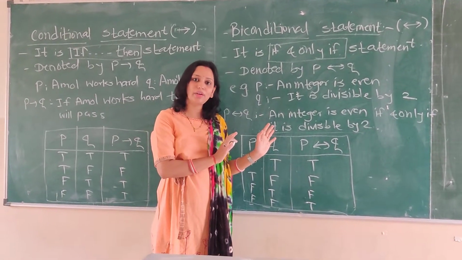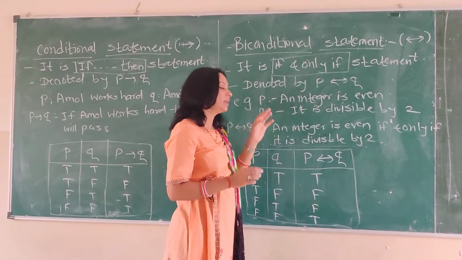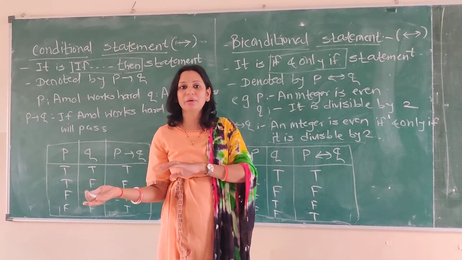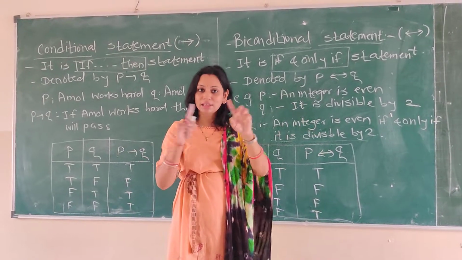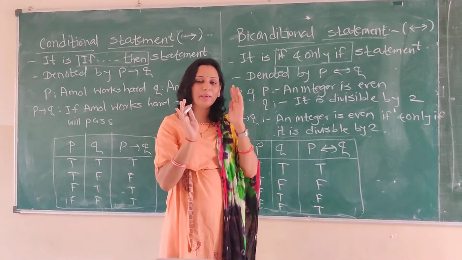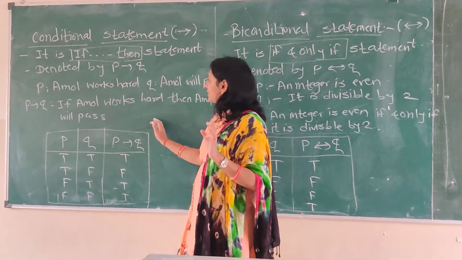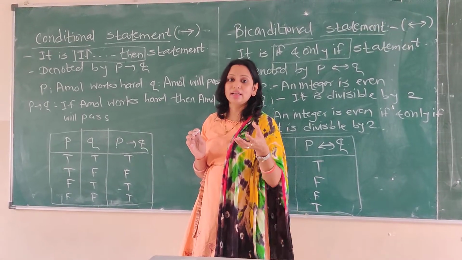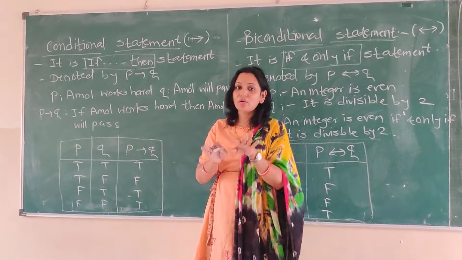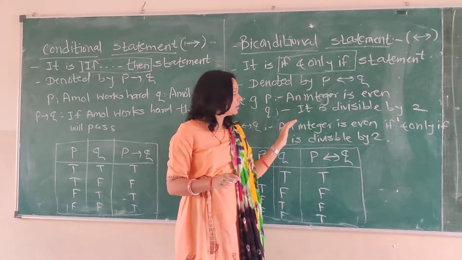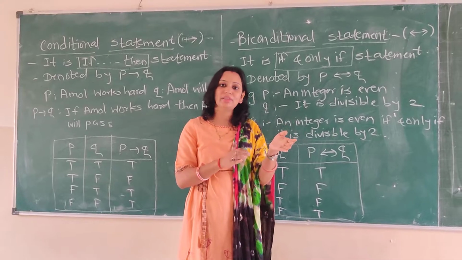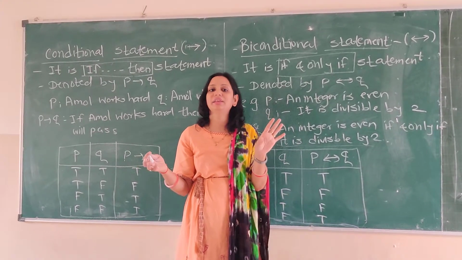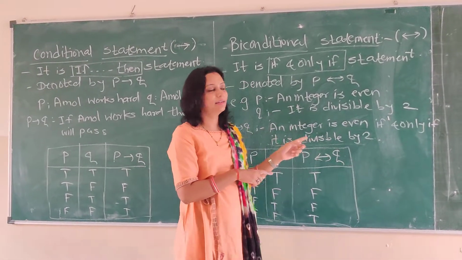Both conditions are required over here. Because if the integer is even, you know that it is divisible by 2. And if anything is divisible by 2, you know that it is even. That's why they are called biconditional. Keep in mind how the difference is there. In conditional, both are not exactly dependent. But here both are saying the same thing. If I am saying it is an even integer, it is definitely divisible by 2. And if I am saying it is divisible by 2, it is definitely an even integer. That's why it is called a biconditional statement.